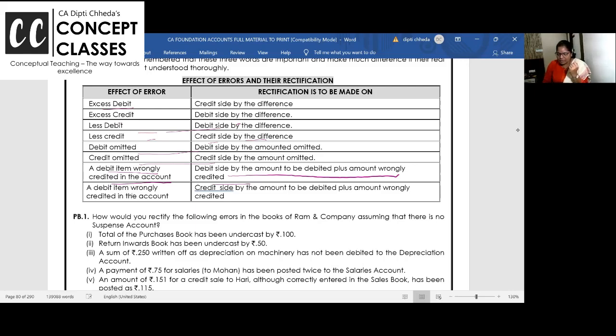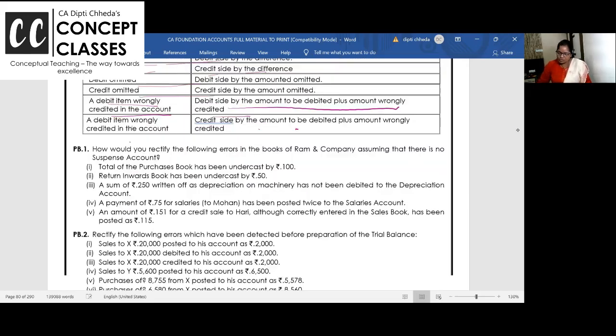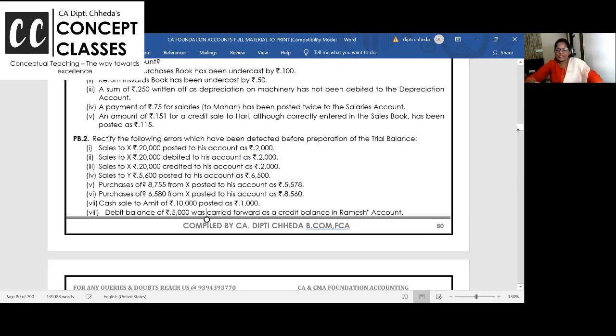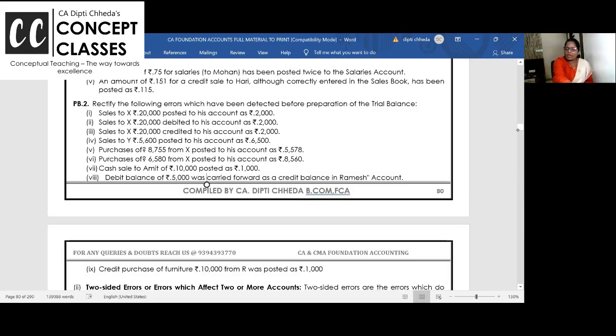Debit item wrongly credited in the account. Okay. So it is a debit item and it is credited in the account. Credit side by the amount to be debited plus amount wrongly. I think leave this, there is a lot of theory happening all at once. We'll do one thing, we'll work out some problems. While you do the problems for the exam, it will become very easy for you to have a grip on this. Chalo.